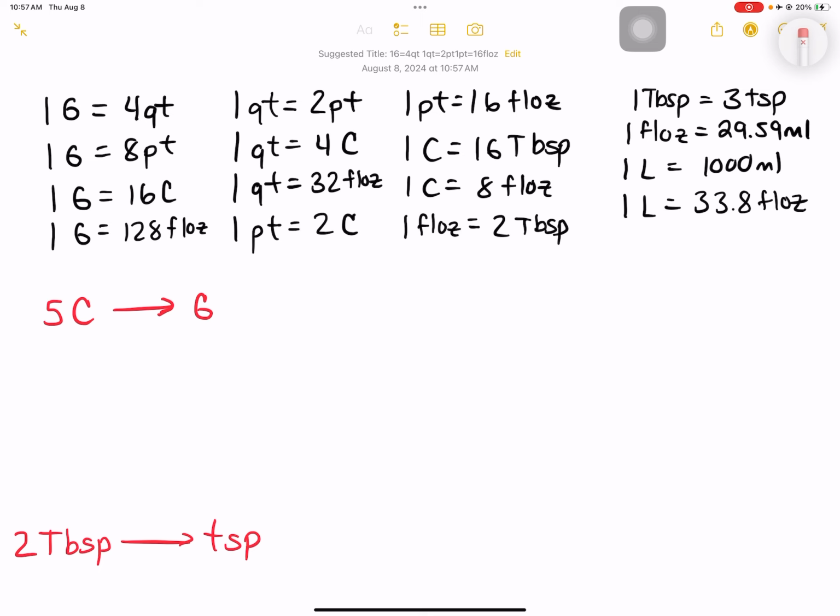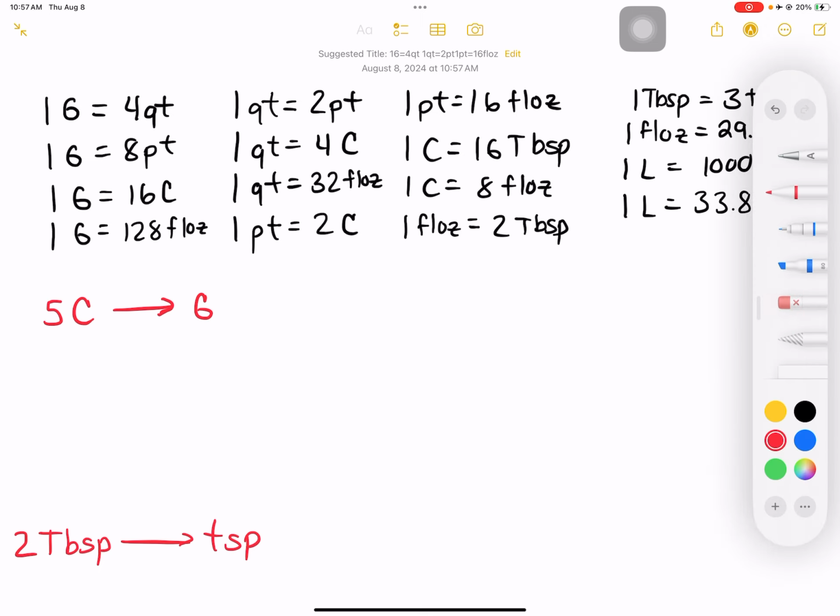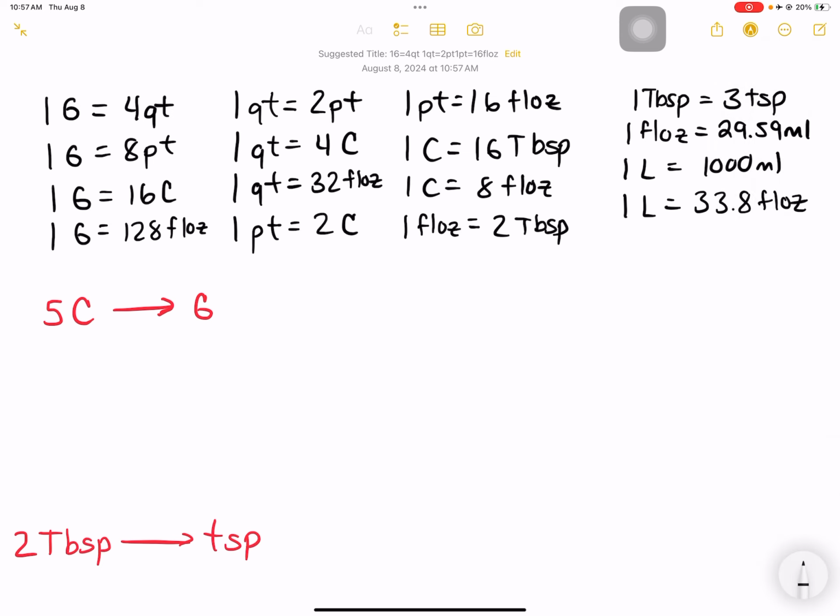Okay, so let's go ahead and start doing the conversions. The problems themselves are going to look like the ones that are showing in red. The first problem says we're converting 5 cups to gallons, so we're not changing any volume. The volume has to remain the same. We're just using a larger or a smaller container to measure this. That's why the number is going to change. So, 5 cups is equivalent to how many gallons?